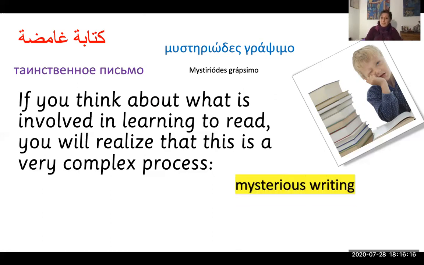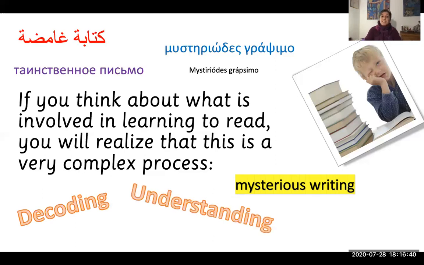What about this one now? Can we read that? Mysterious writing. Oh yes, I was able to decode and I was able to understand. So these are the two processes that we need to be able to read: decoding and understanding.